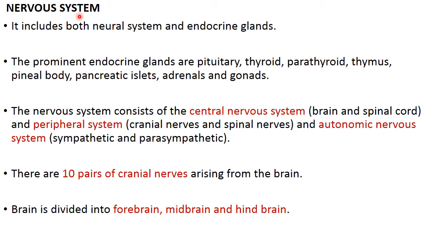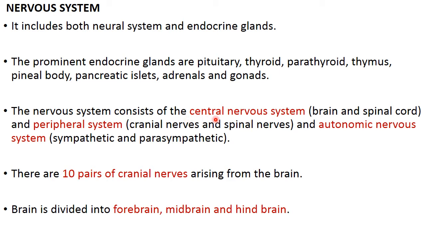Coming to the nervous system. अब nervous system में दोनों है, neural system that is a nervous system and the endocrine glands, coordination दोनों का होता है. Prominent endocrine glands कौन से हैं जो हम में भी है, pituitary है, thyroid है, parathyroid है, thymus है, pineal body है, pancreatic islets है, adrenals and gonads है. नर्वस सिस्टम सेम पैटर्न पे जैसे ह्यूमंस में पड़ा हुआ है, मैन में पड़ा हुआ है.